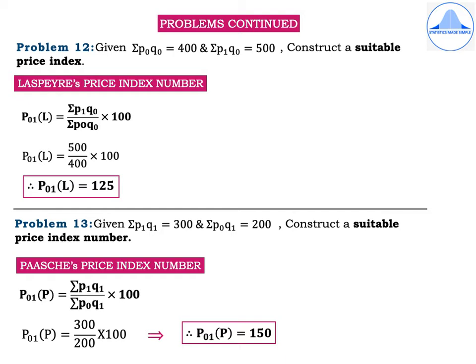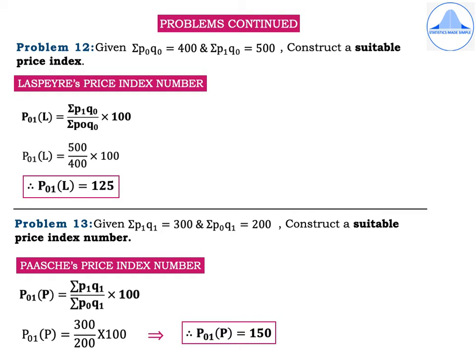P01 of L is equal to summation P1 Q0 divided by summation P0 Q0 into 100, which is equal to 500 by 400 into 100. Therefore, P01 of L is equal to 125.